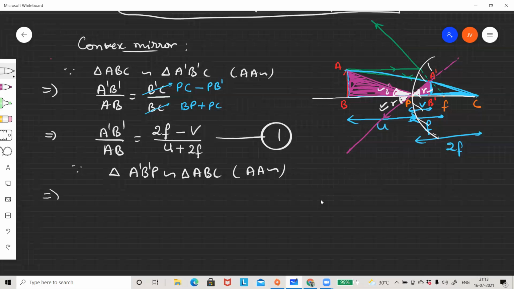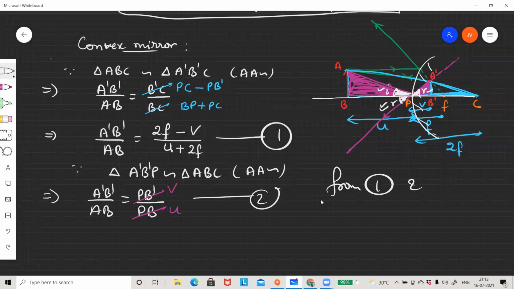And thus, we'll write the ratio. So image information, that is A prime B prime by AB, is PB prime by BP. What is PB prime? It is the image distance, and BP is the object distance, right? Done, almost done. So from equation 1 and equation 2, the left hand sides are matching, so the right hand sides are matching. So I'm writing twice F minus V by U plus 2F on one side, and on the other side, V by U. And a simple cross multiplication should give us our answer.